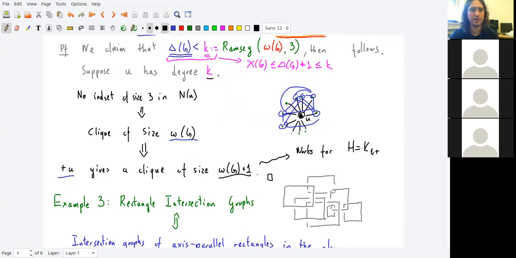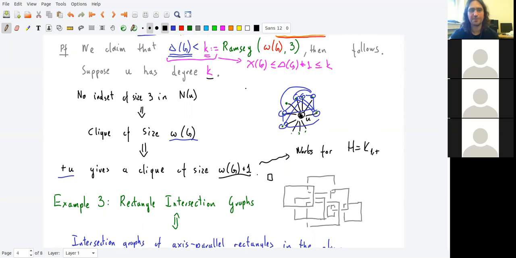Any questions about the claw-free graph example? Any plus ones, maybe? Please put a plus one if you are happy with whatever happened so far. Okay, I see plus ones.